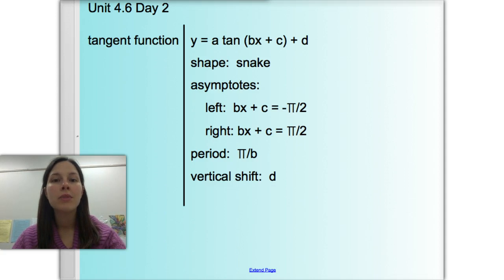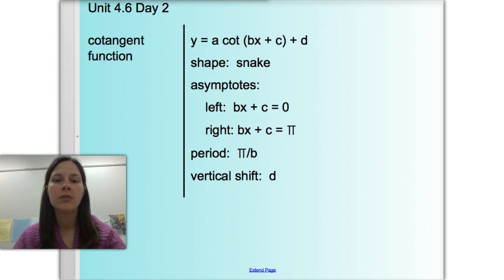The period, similar to sine and cosine, except the period of the tangent function is pi, so we take pi divided by b instead of 2 pi divided by b. So be careful that you don't get into the habit like we did with sine and cosine. The period for the tangent and cotangent is pi, so when we do the horizontal stretch or compression, we take pi divided by b. And the vertical shift stays the same, that's the d value.